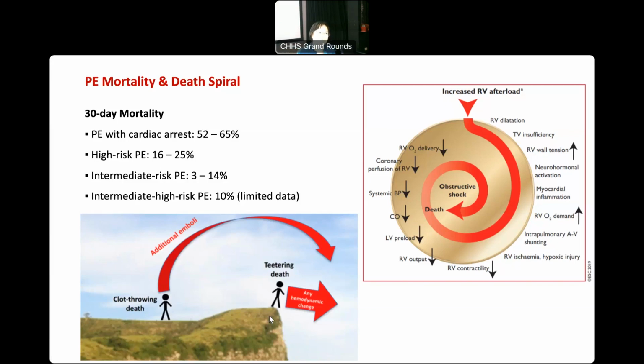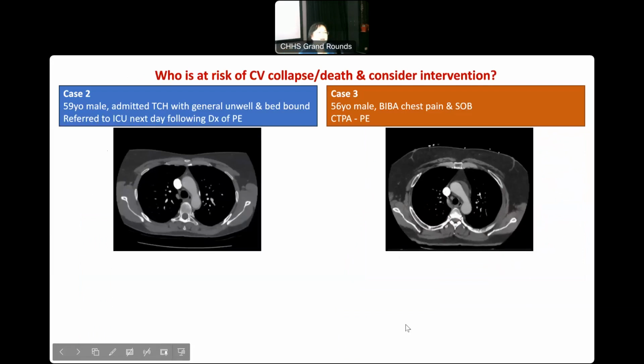A little bit more PE, a little bit more thrombosis, and it pushes the patient off the cliff into this death spiral of PE. Increased RV afterload reduces RV output, pushing onto the left side and reducing LV output. The patient develops severe obstructive shock, then cardiac arrest. How do we identify them?